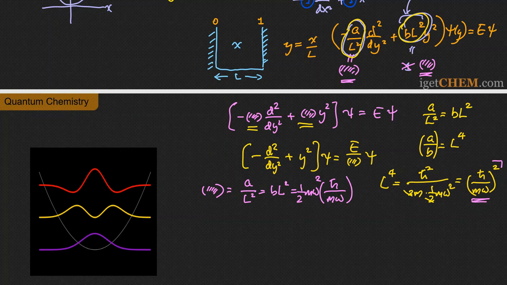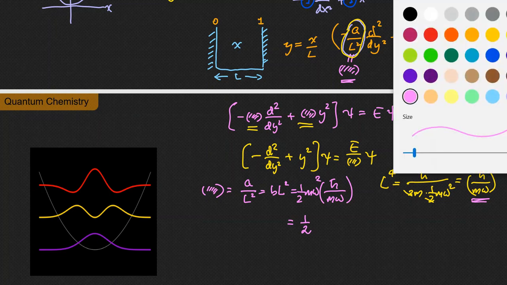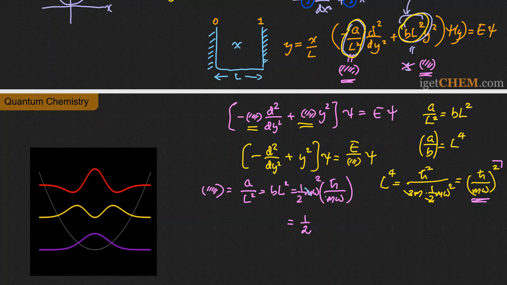So if you look at that, then you can see that BL squared will turn out to be 1/2. One power of m cancels with one power of m below. And of the two powers of omega, one of them will cancel with one omega below. So what you're left with is 1/2 h bar omega, or I can write it as h bar omega over 2. And that is what this is.